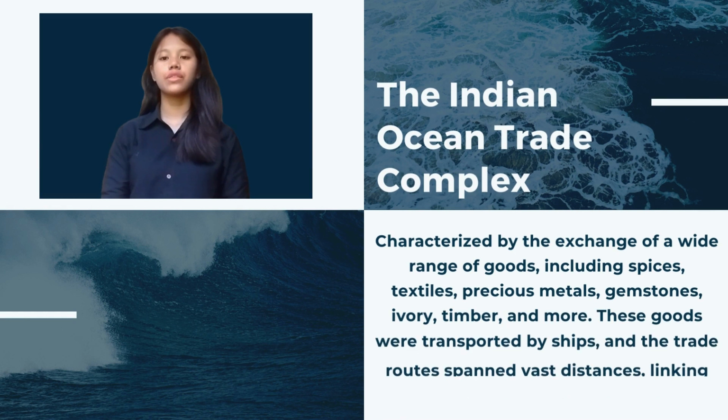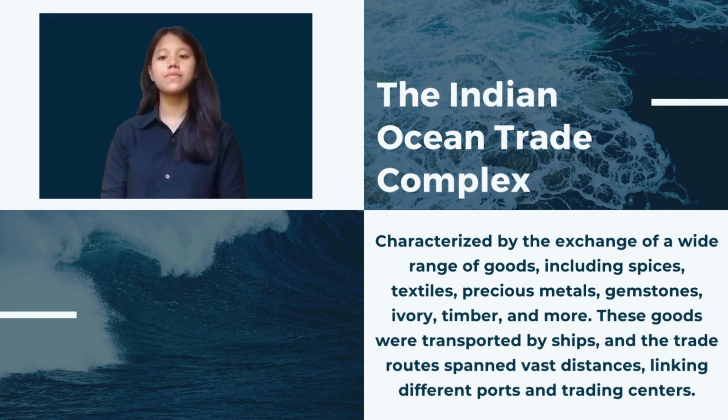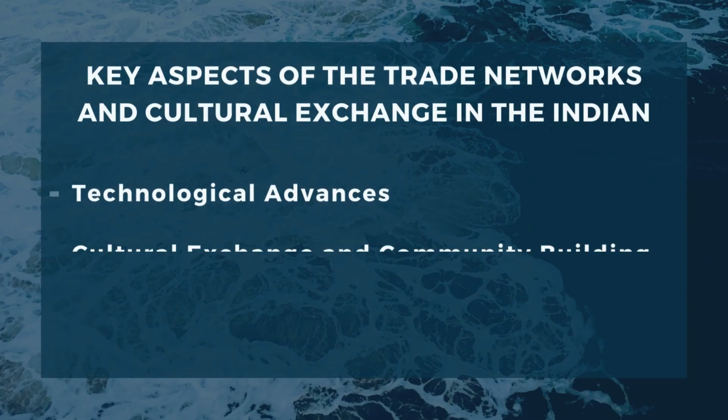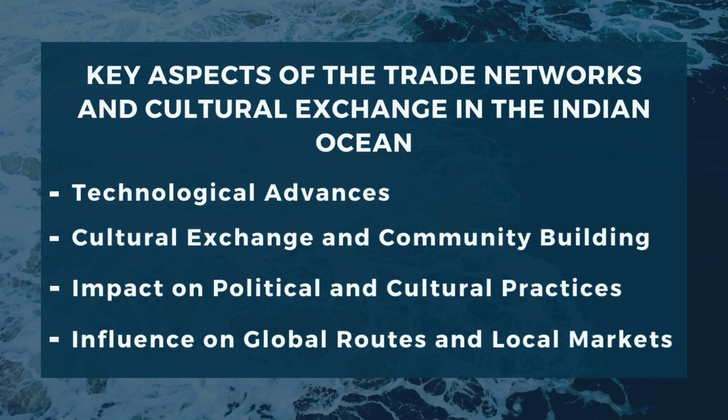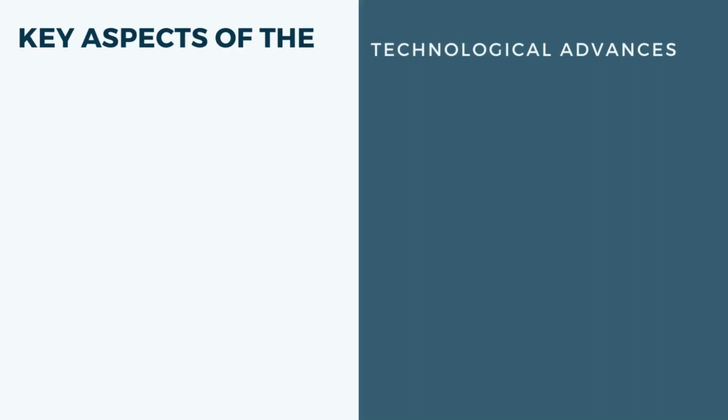The Indian Ocean Trade Complex was characterized by the exchange of a wide range of goods, including spices, textiles, precious metals, gemstones, ivory, timber, and more. These goods were transported by ships and the trade routes spanned vast distances, linking different ports and trading centers. Here are some key aspects of the trade networks and cultural exchange in the Indian Ocean.